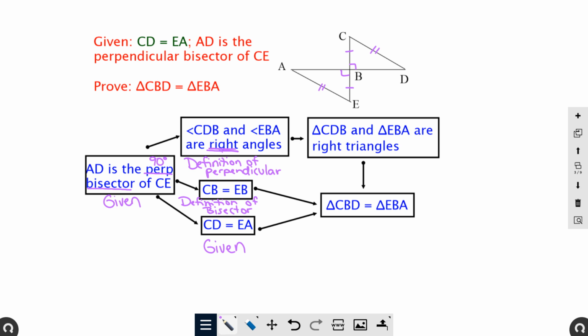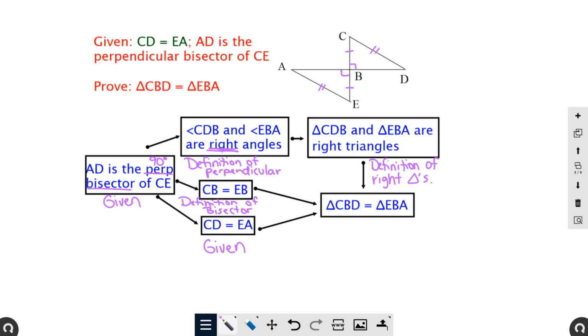Now, here we have triangle CDB and EBA are right triangles. How do we know that they're right triangles? They have that little box there. They have right angles, right? If they have right angles, then it makes them right triangles. This is another definition of, but it's going to be definition of right triangles because that's what it means to be a right triangle is if they have right angles. So a lot of times when you see those words, it's going to be definition of something.